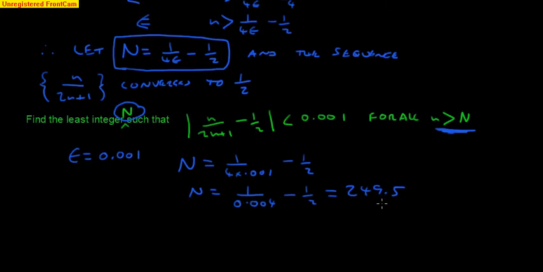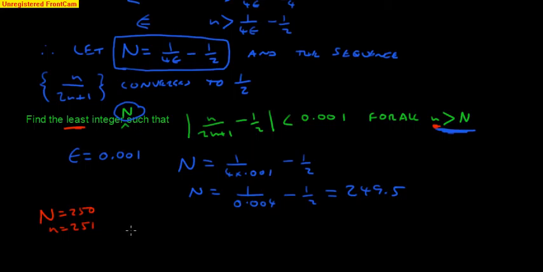Now, if I put capital N as being 250, I'll show you something here. This is not correct, but I'll just show you why it's not correct. If I were to put N equal to 250, then little n must be bigger than that. So little n, the first one it could be would be 251. But we're looking for the least one. That would work, but we're looking for the least one.